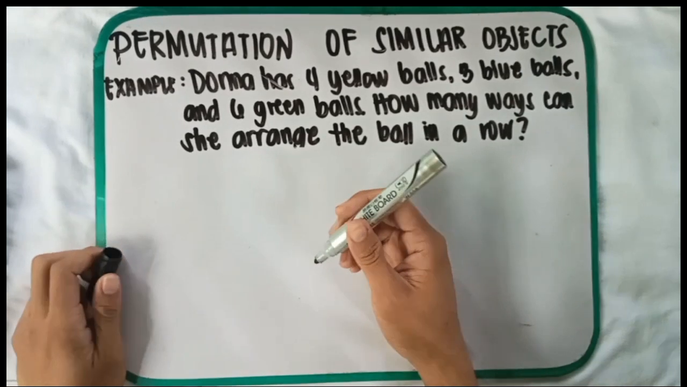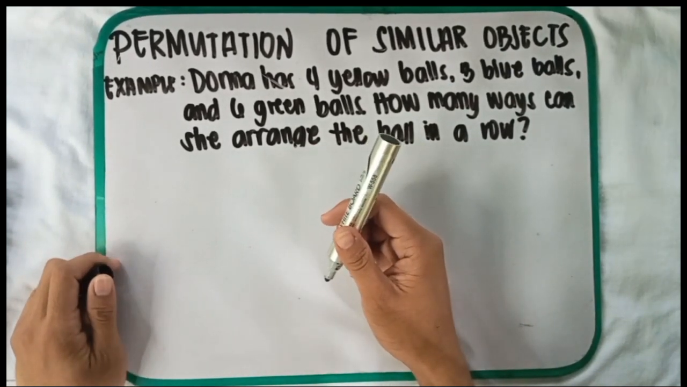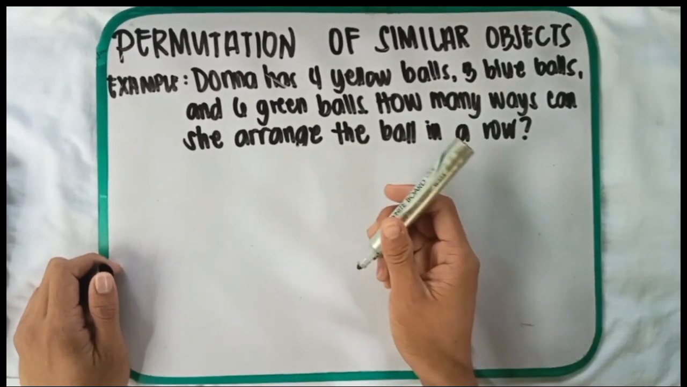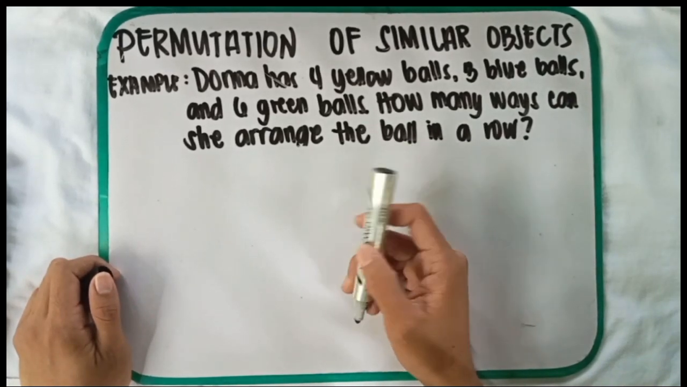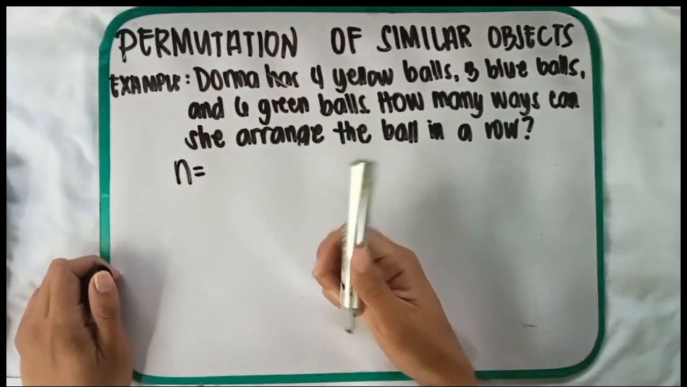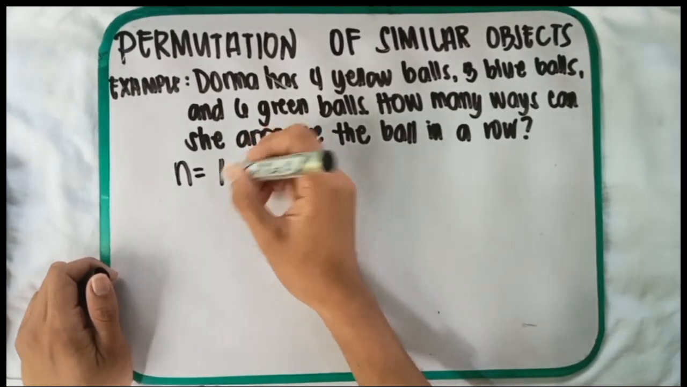The fourth type of permutation is the permutation of similar objects. For example, Donna has 4 yellow balls, 3 blue balls, and 6 green balls. How many ways can she arrange the balls in a row? We're going to find the n, which is the total number of objects. So n is equal to 13.